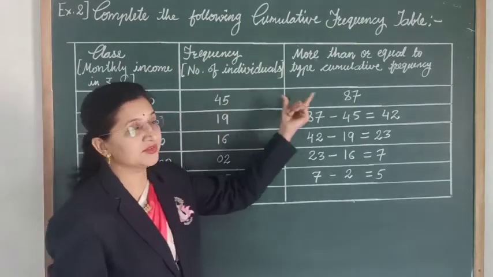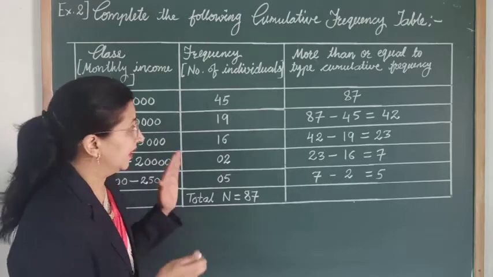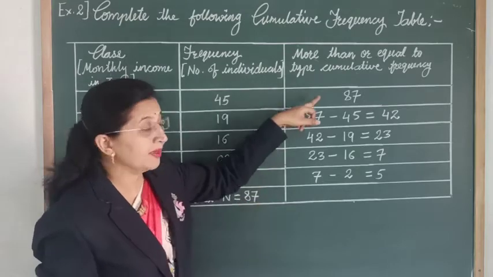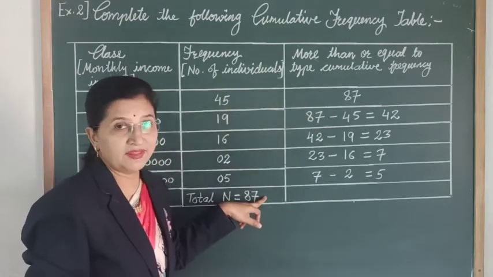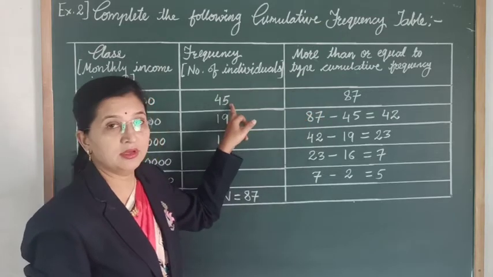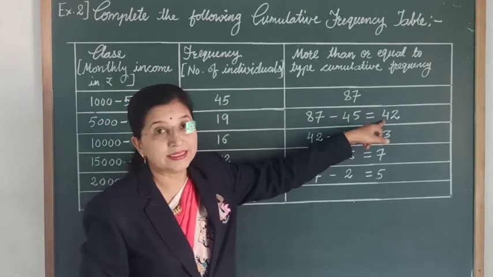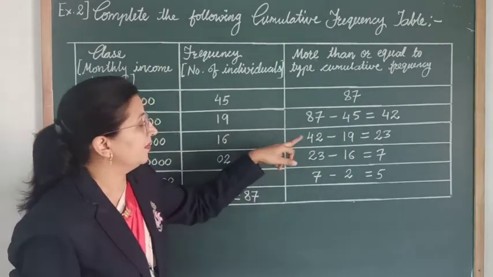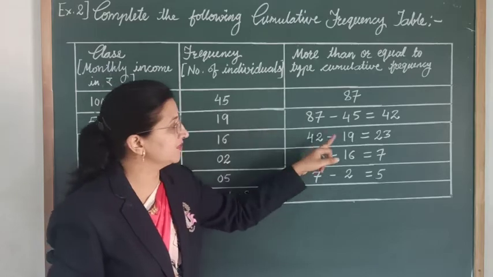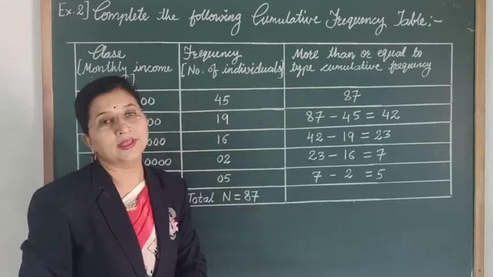So students, in this way we can complete the more than or equal to type cumulative frequency table. In that, the first cumulative frequency will be the total of the frequencies. Then to get the next cumulative frequency, we have to subtract the previous frequency, and we get the cumulative frequency of the second class. Then from that, whatever we get, remove the next frequency, and in this way we continue from the previous one.